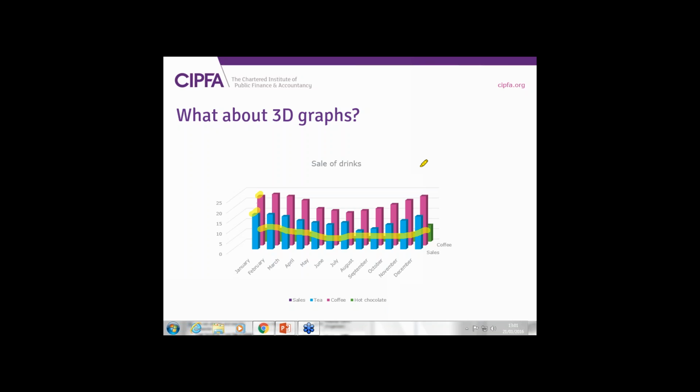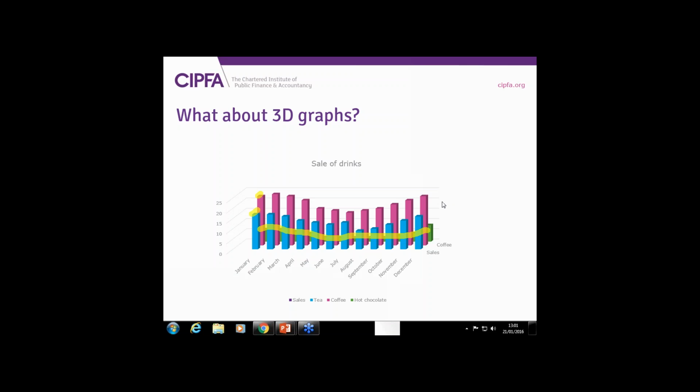Now the pushback I've had on that from various people in the past is that the reason we use the 3D graph is because we have lots of different elements of data that we need to try and explain in one place. And I can understand that. I can understand that you might want to be showing several different things all in one graph. But it's confusing for the reader.